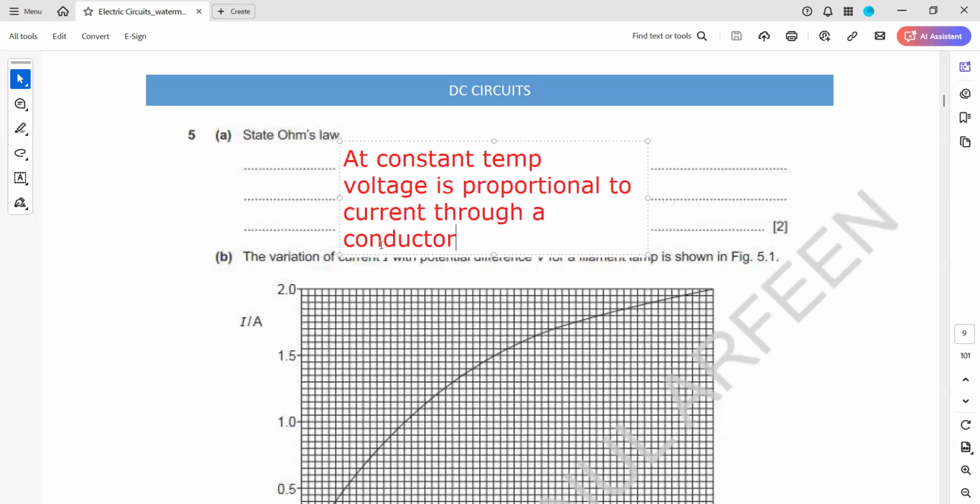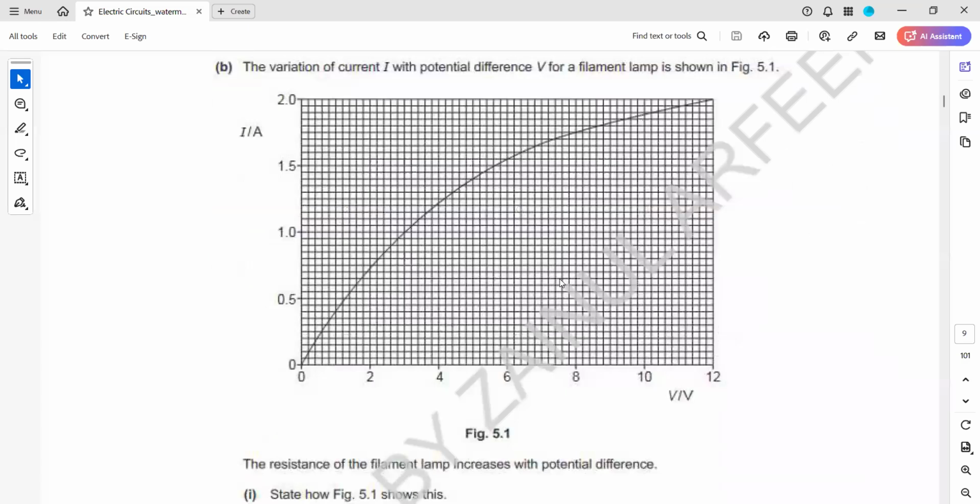The next is: the variation of a current with a potential V across a filament is shown. Figure 5.1 shows a voltage and current graph. Whenever we have an IV graph, we have current on the y-axis and voltage on the x-axis. What does the slope represent? The slope represents the quantity on the y-axis divided by the quantity on the x-axis. So on the y-axis we have current, and on the x-axis we have voltage.